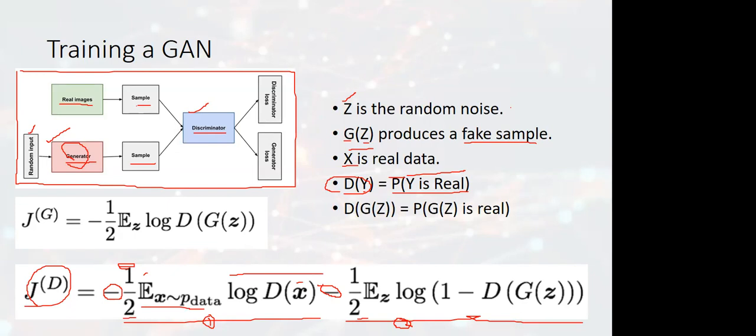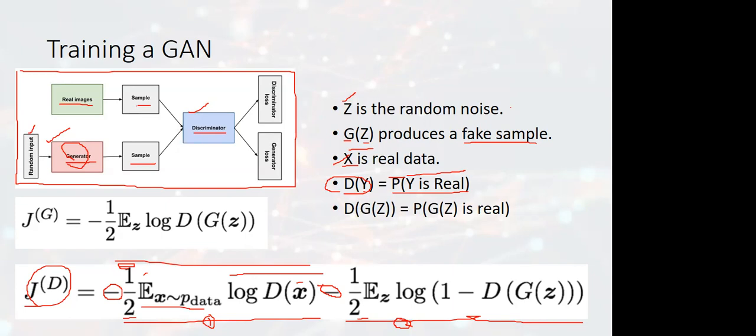So log of D of x. x is the real data, and D of x is the probability of x being real. Since D of x gives us the probability, we are taking the log since it's more stable in a loss function. So the first term is essentially saying maximize the probability that a real data point is real.